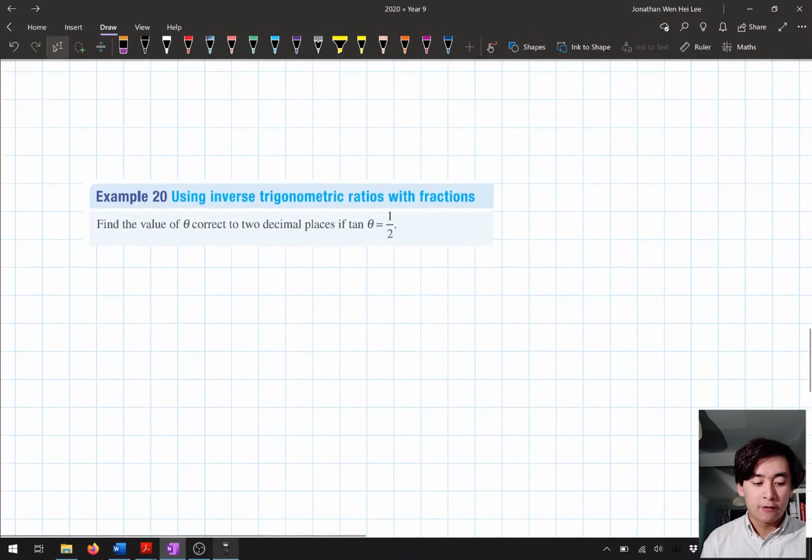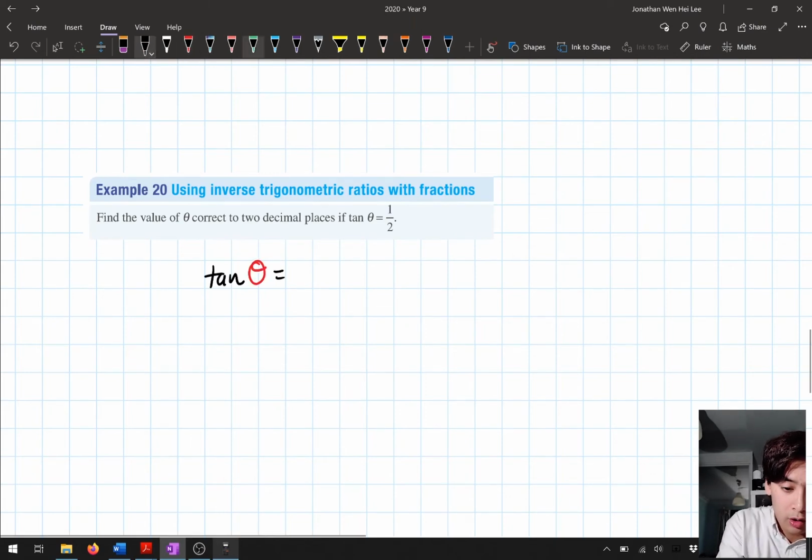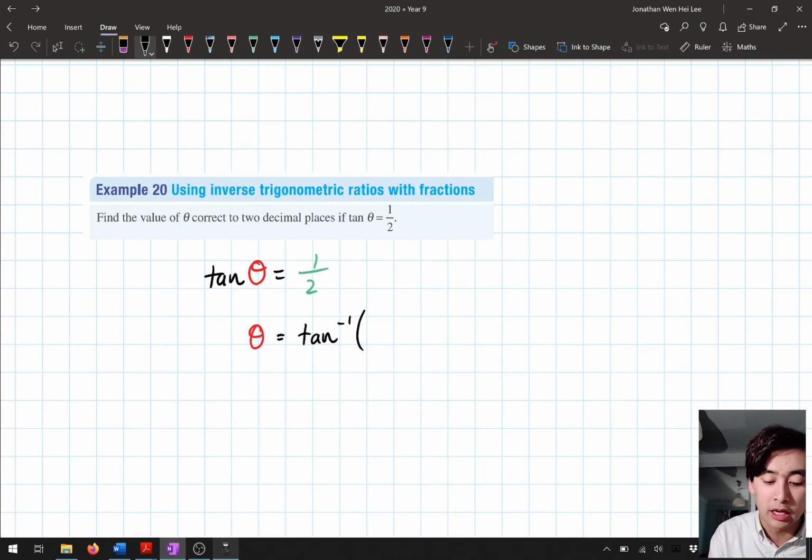Use inverse trigonometry to find the value of theta, correct to two decimal places, if tan theta is equal to a half. So tan theta, my angle, is equal to 1 over 2. Now here, this is more like the things we've been looking at. 1 over 2 is a fraction, and that's how we've been dealing with our trig ratios most of the time for the last while. So if I want to undo my trig ratio, I need to use inverse trig. So here, theta is going to equal tan inverse, and what am I going to put inside my inverse trig? I'm going to put in my ratio, 1 over 2.